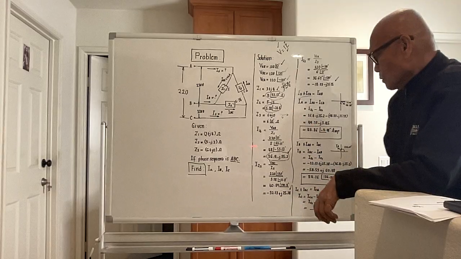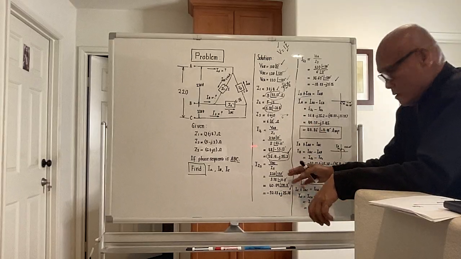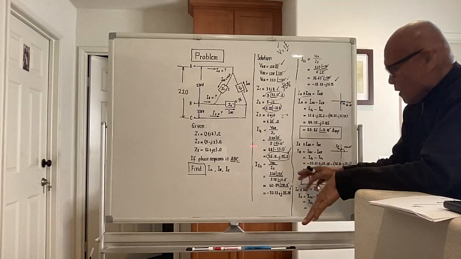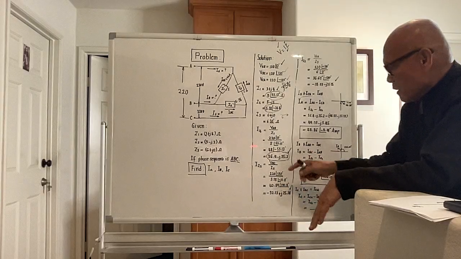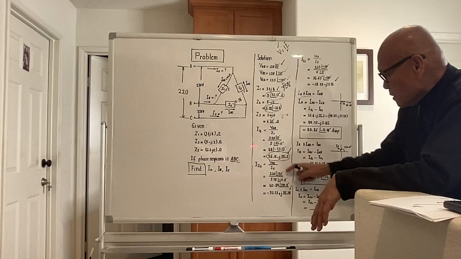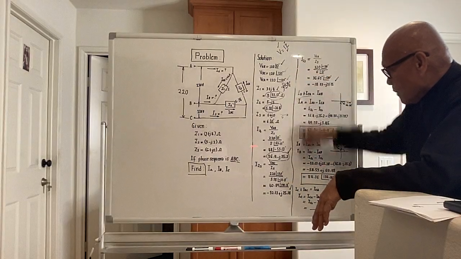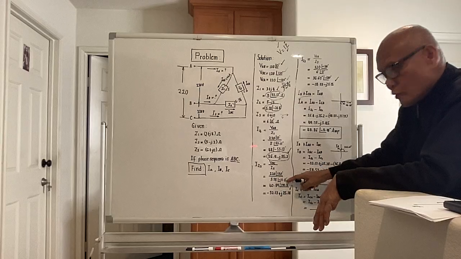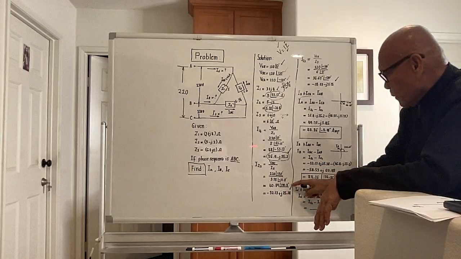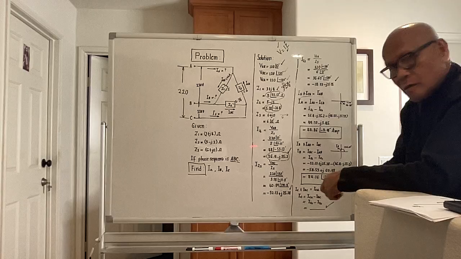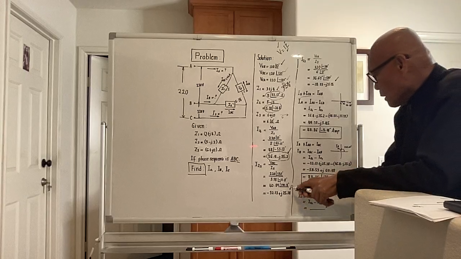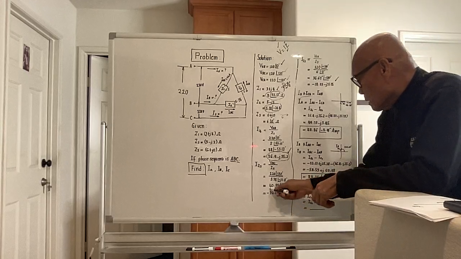For I sub Z2, it's the same formula, but we take V sub BC over Z2: 220 angle minus 120 divided by 5.38 angle negative 21.8. This will become 40.9 angle minus 141.8. So in terms of rectangular, this should be the current.